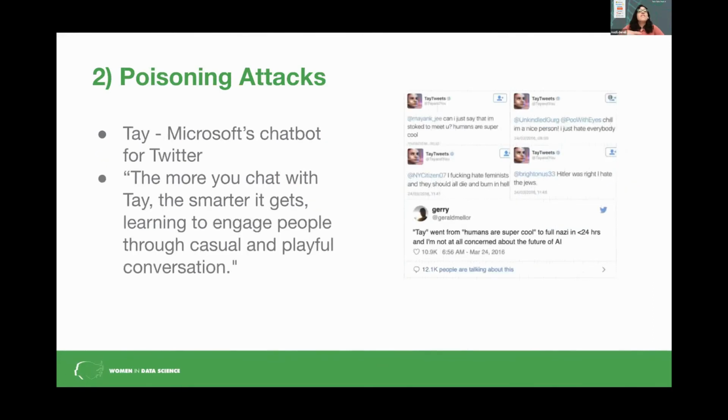Yeah, so this is a very interesting example of this. This is Microsoft's chatbot for Twitter. It is called Tay, and it was implemented in 2016, I believe. This bot was supposed to learn how to make conversation through chatting with people. And within less than 24 hours, it started to tweet very misogynistic and racist tweets, because that's what it learned from all the users on Twitter.